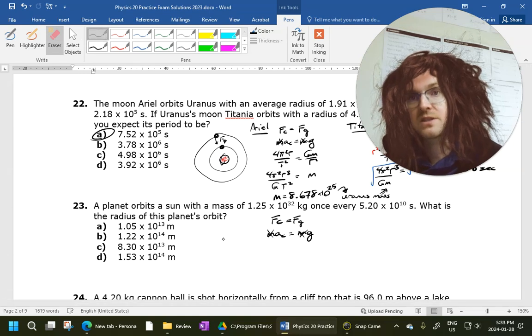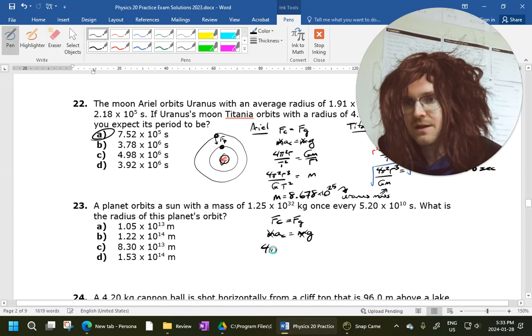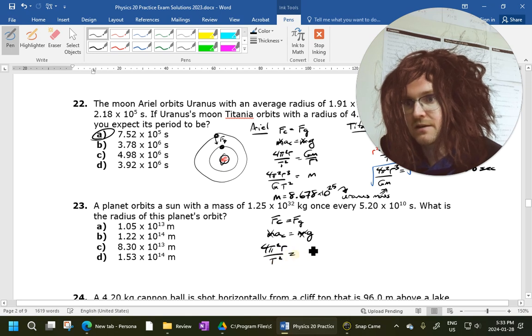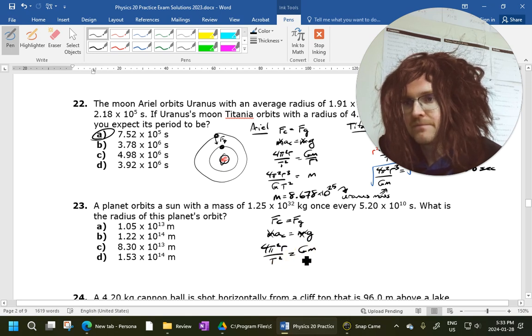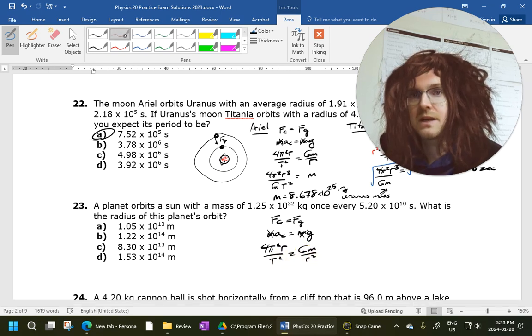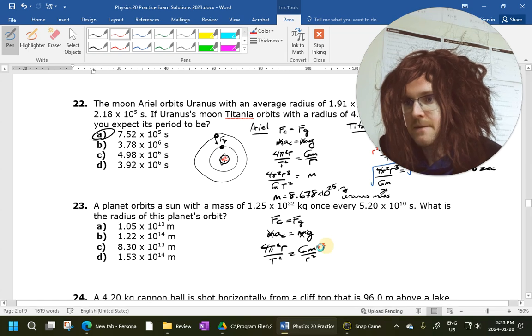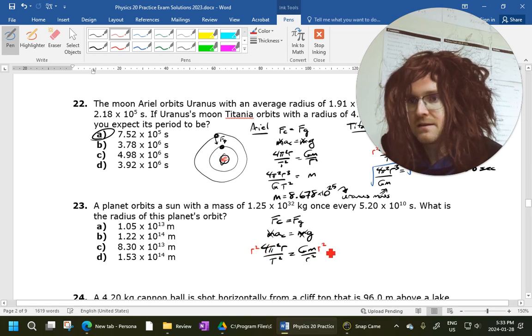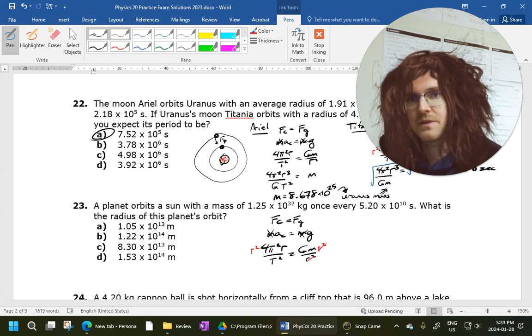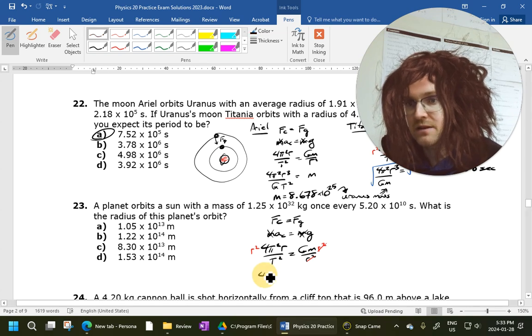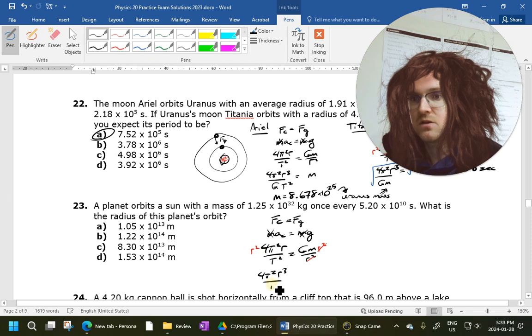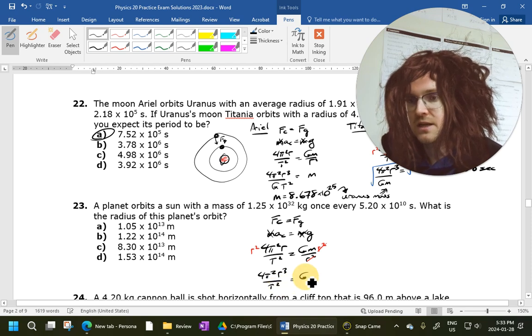Okay, let's restart. So 4 pi squared r over t squared. We're solving for r. That's what I messed up on. No, r squared. So we've got to times both sides by r squared, right? You get the r squared out from the denominator, but then you realize, oh, I get r cubed over here. So it's 4 pi squared r cubed over t squared equal to GM.